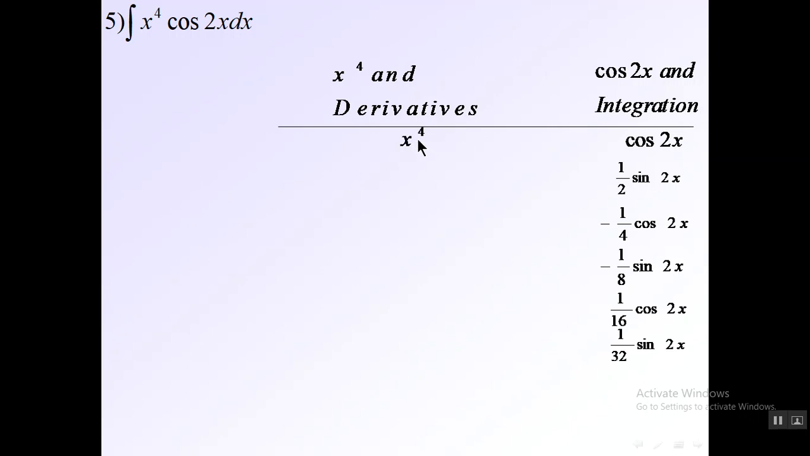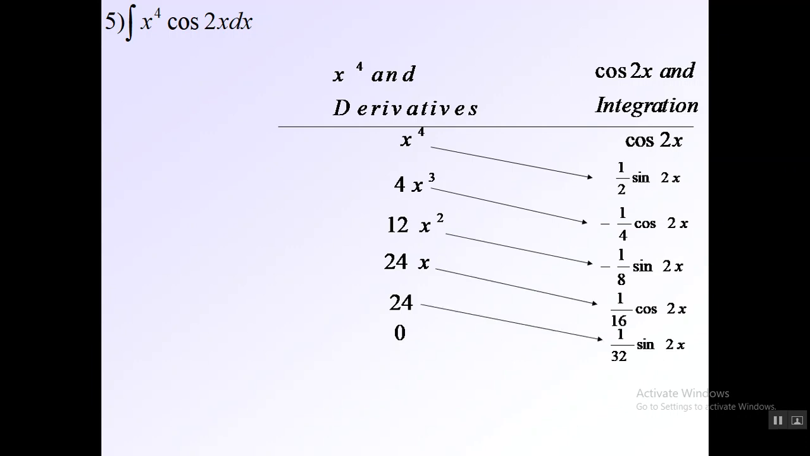On this side we write x to the 4 and the derivatives of that. So x to the 4, 4x cubed, 12x squared. Take the derivative, you get 24x. And finally you get 0 because it's a polynomial. So the formula is this: connect the first one to the second one and put plus on top of that. So it's plus, next is minus, next is plus, next is minus, and the last one is plus.